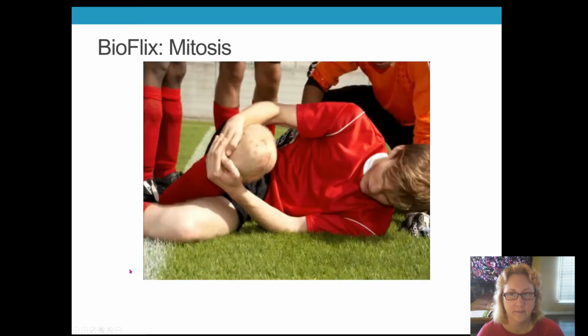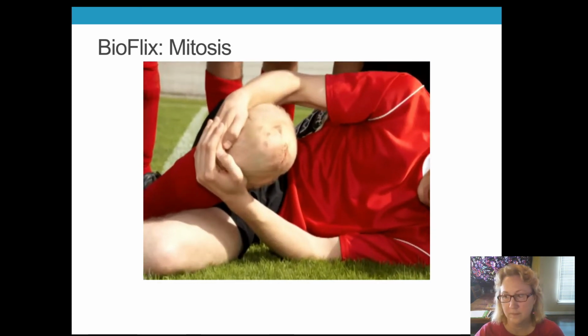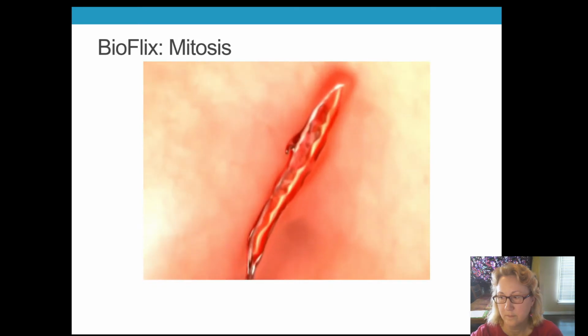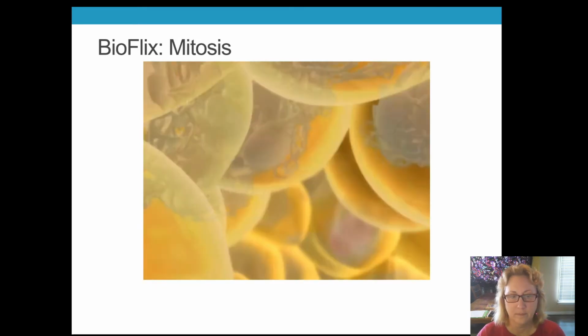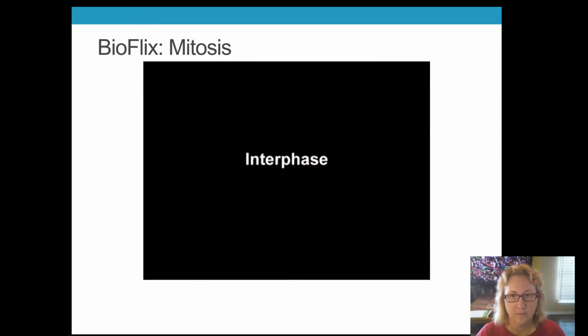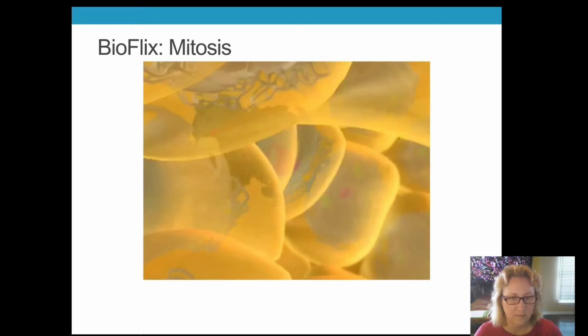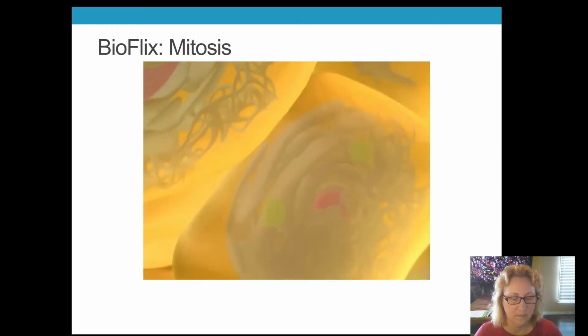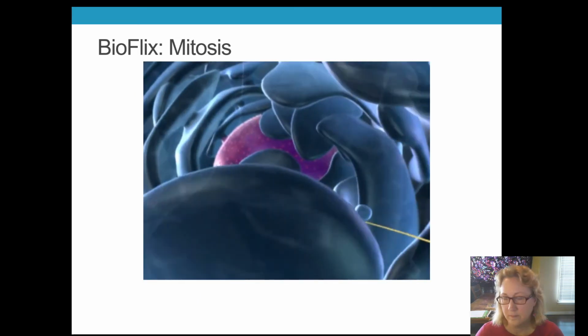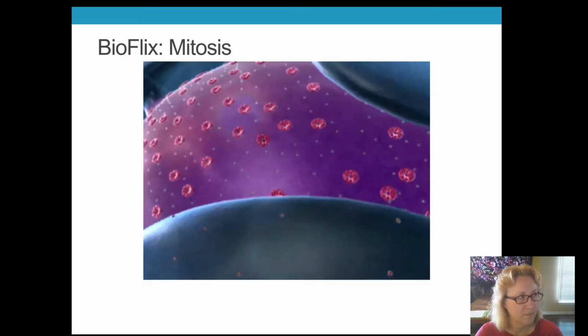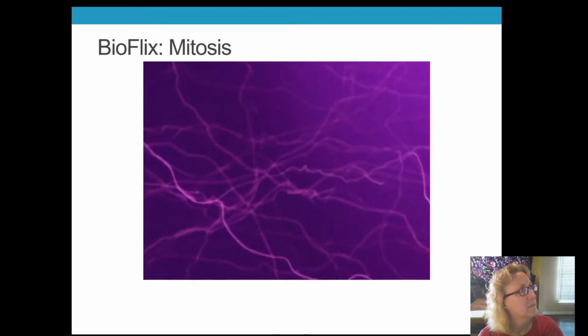This soccer player's knee will be as good as new in a few weeks, thanks to mitosis, a type of cell division that generates new cells for growth and repair. Let's move into a cell to witness the events of mitosis. Before a cell can divide, it must first duplicate the chromosomes stored in its nucleus.